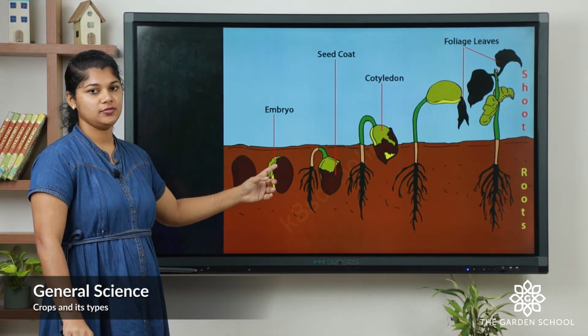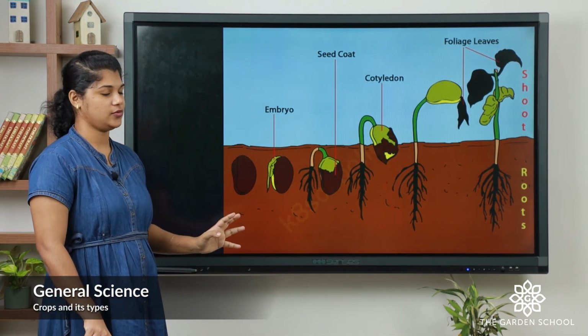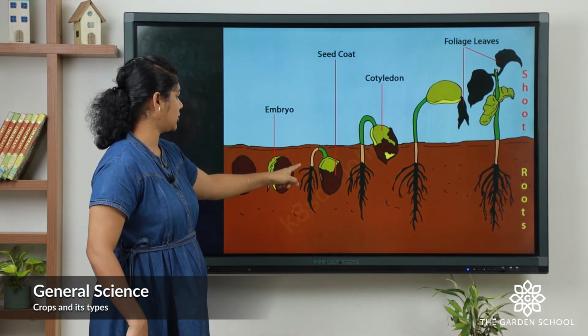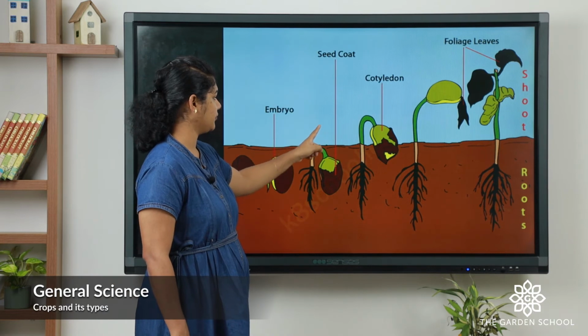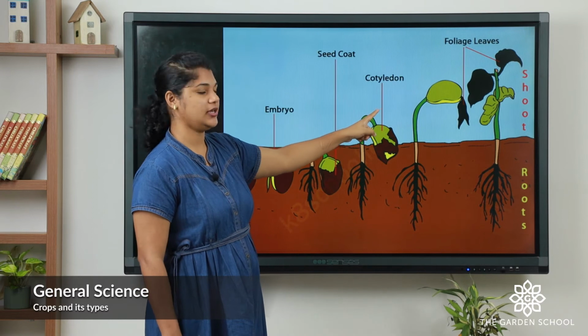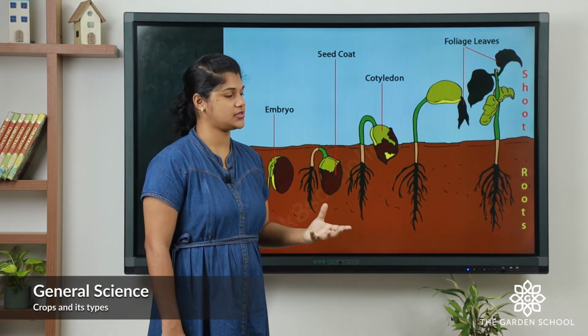In this picture, you can copy it in your science notebook. You can see here, this is embryo and the brown part is called seed coat, and you can see the cotyledon, and you can see the foliage leaf, that is the first leaves.